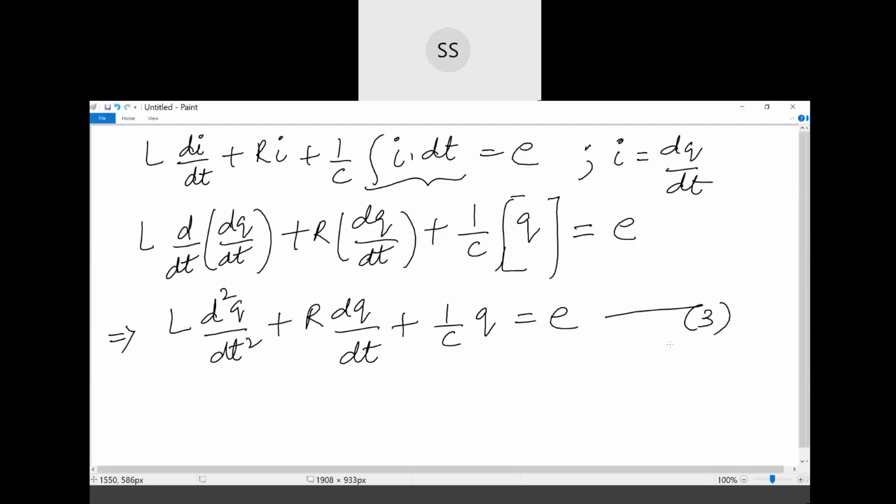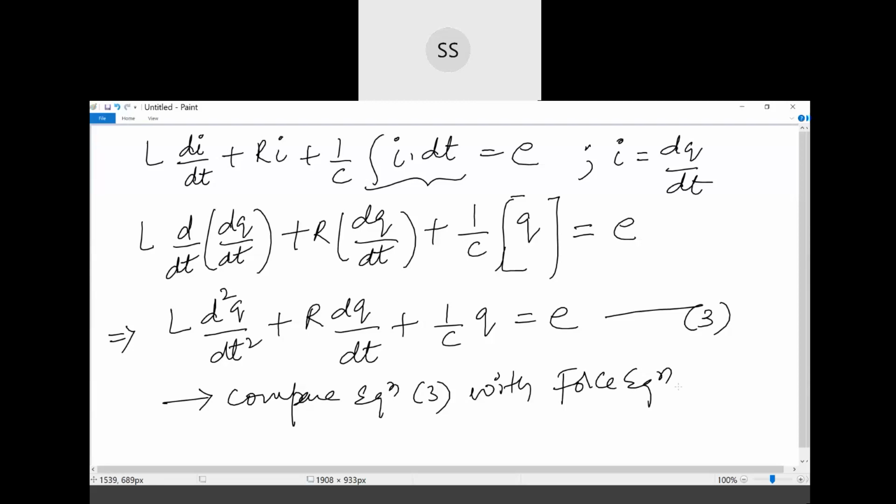Now I am going to compare this equation with the two mechanical system equations. For the translational system, what we have is the force equation, and for the rotational system we have the torque equation. So I am going to compare equation 3 with the force equation as well as the torque equation.